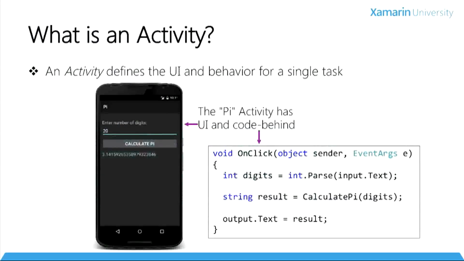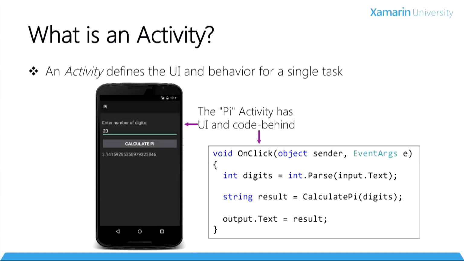So an activity is the combination of user interface and code behind to let the user do one single thing. So a single task that the user can accomplish. In this example, I have an activity to compute the value of pi to some number of digits. On the left-hand side, you can see the user interface. The user types in the number of digits they want and then clicks the button. So that's the user interface part of this activity.